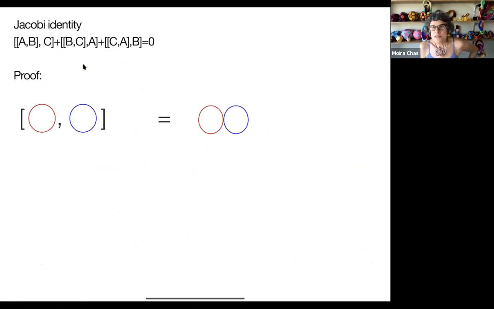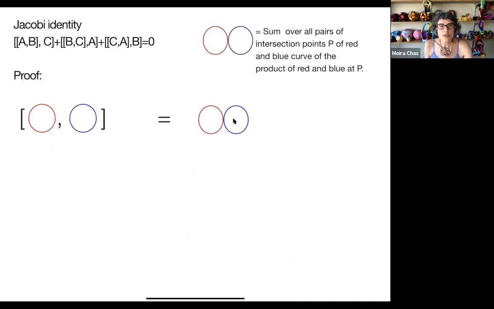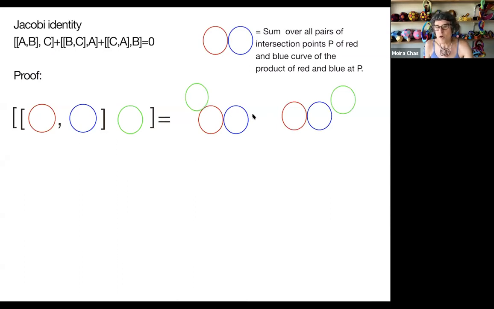So then we can represent the bracket. We have to prove that this triple sum is 0. So the bracket of red and blue is the sum over the intersection points of the red and blue curves, which is represented by this. If I bracket this with a green, well, now the green can either intersect one point in the red or one point in the blue. And again, this is a sum over pairs, each of the things.